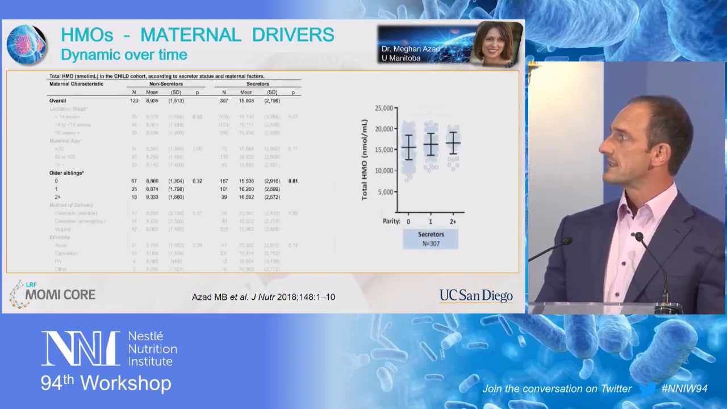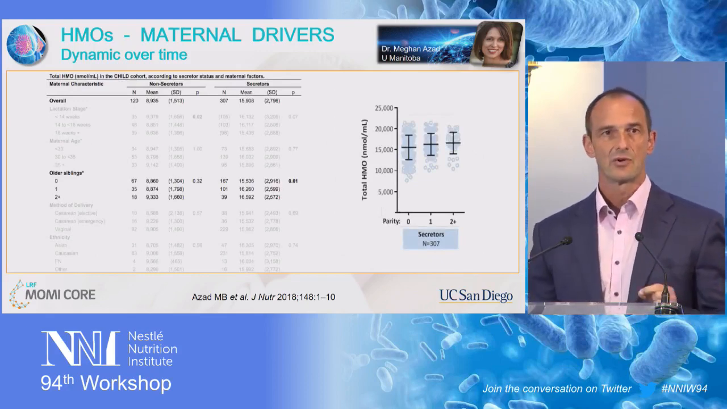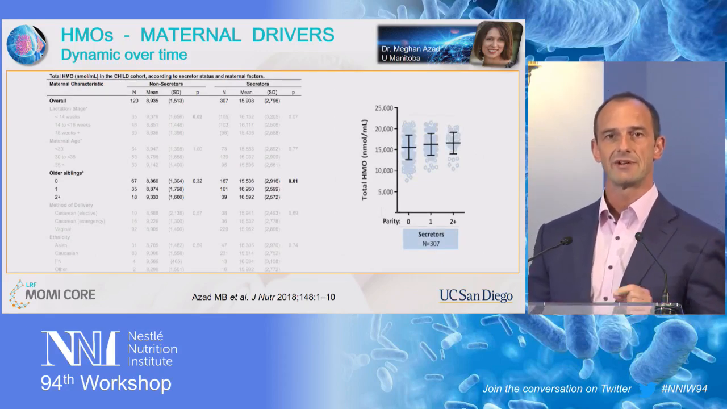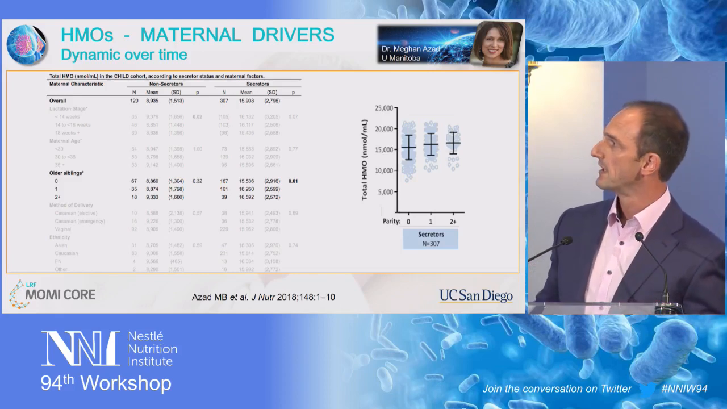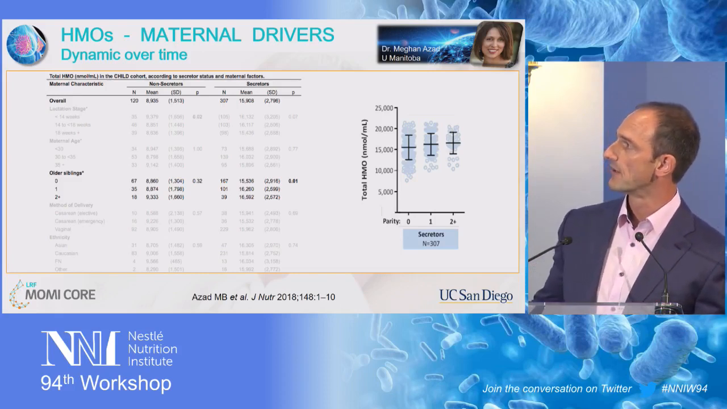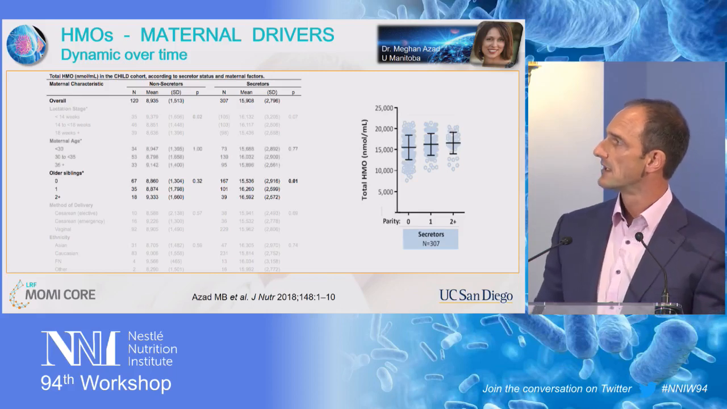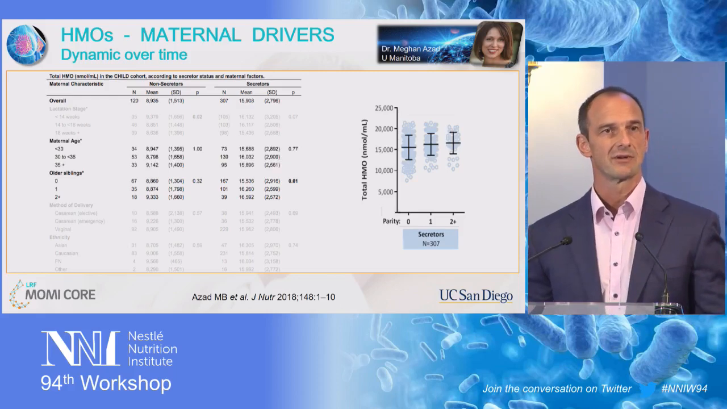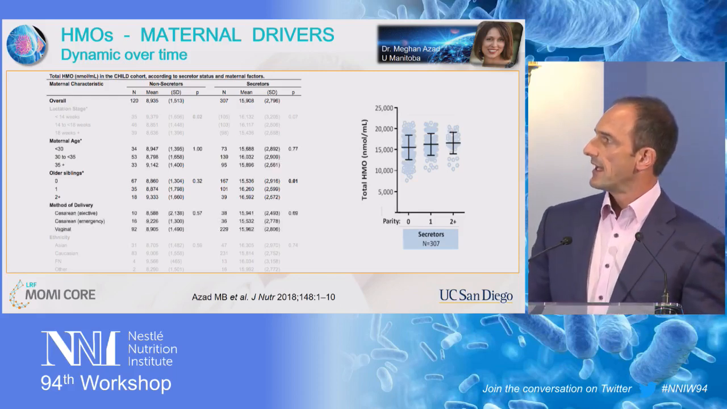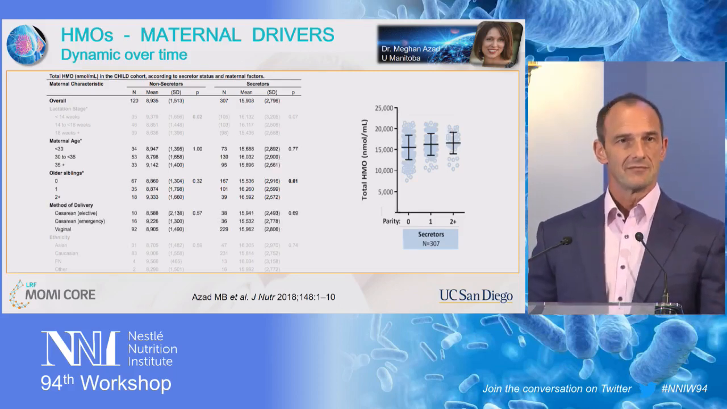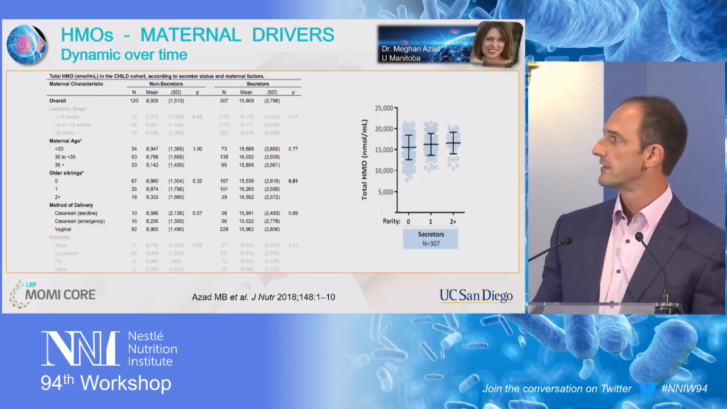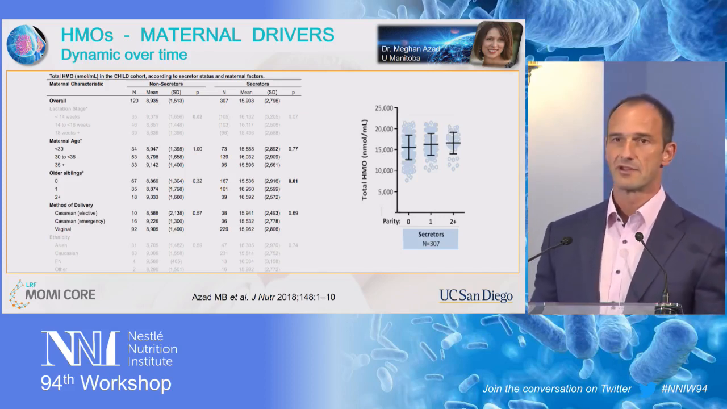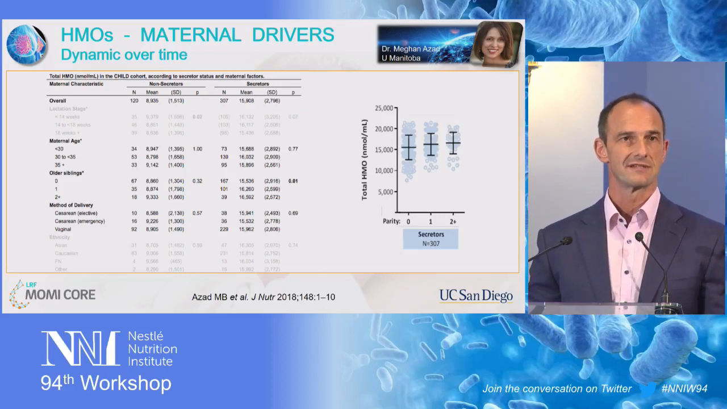We've also seen that the oligosaccharide total amount is different depending on whether mom had already a baby or not. So the more infants were already here, the higher the oligosaccharide concentration. That is not depending on age, so maternal age is not associated with oligosaccharide composition. And mode of delivery isn't either. It doesn't matter whether you deliver vaginally or by C-section. For the oligosaccharides, that doesn't seem to make a difference.